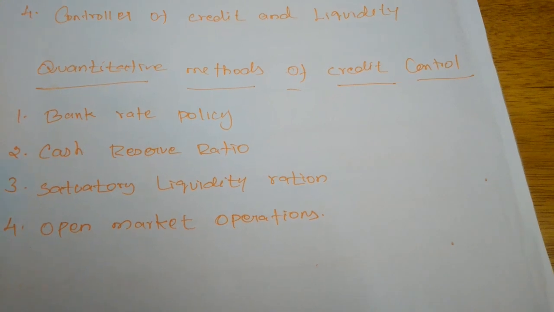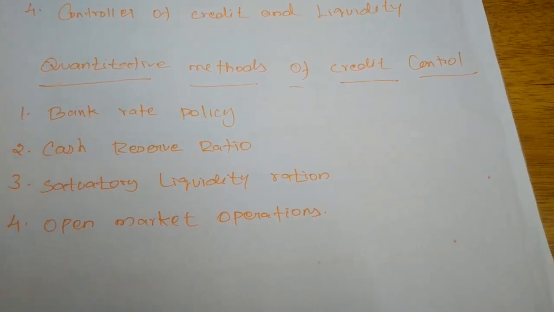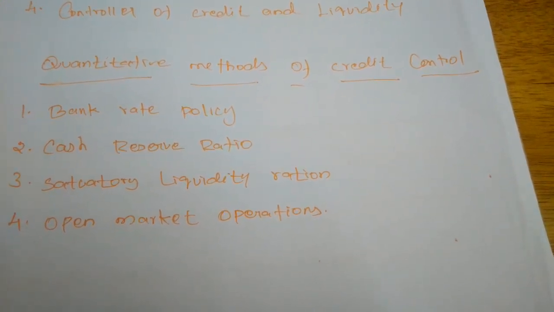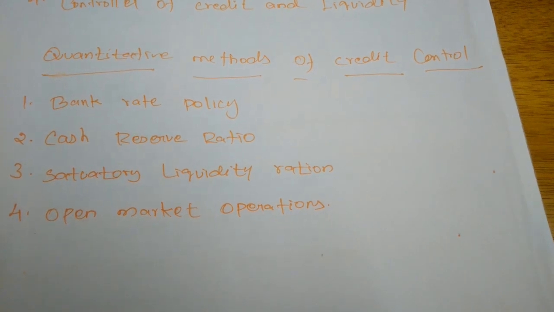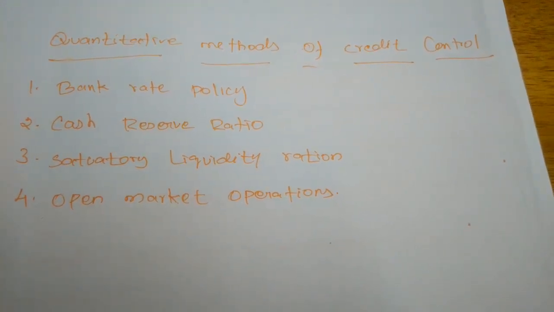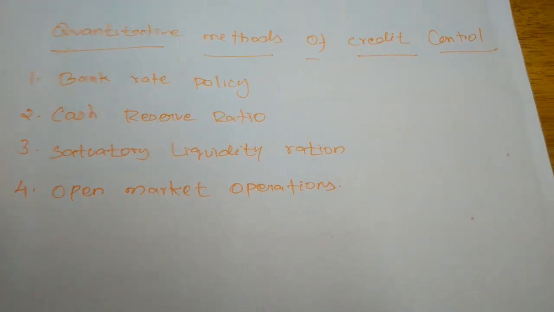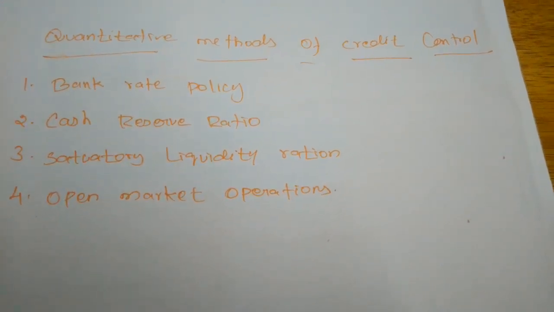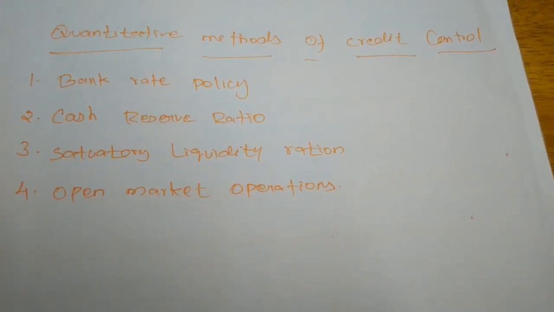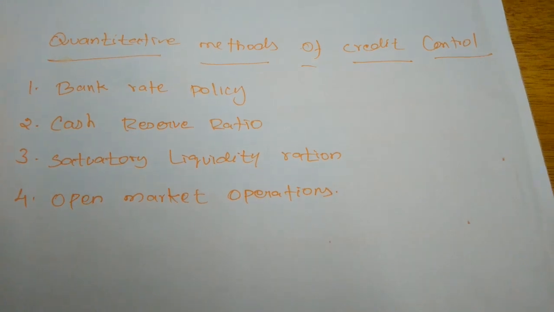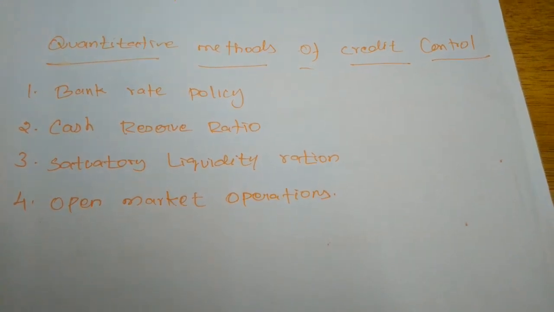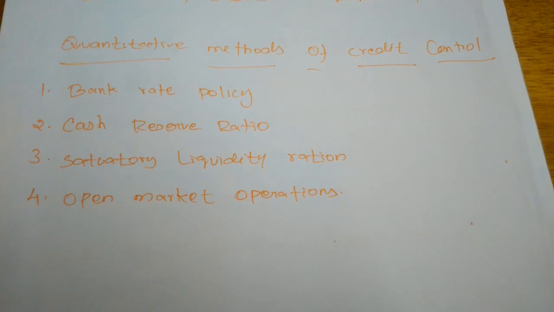It will be using two types of methods. First one is the quantitative method, another one is the qualitative method. Yesterday we studied the quantitative method. Under the quantitative method, first it will use the bank rate policies. Bank rate policy means the rate of interest for the loans provided by the commercial banks.